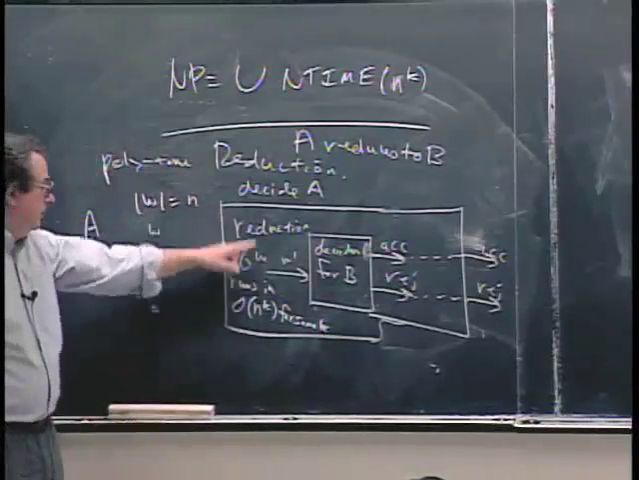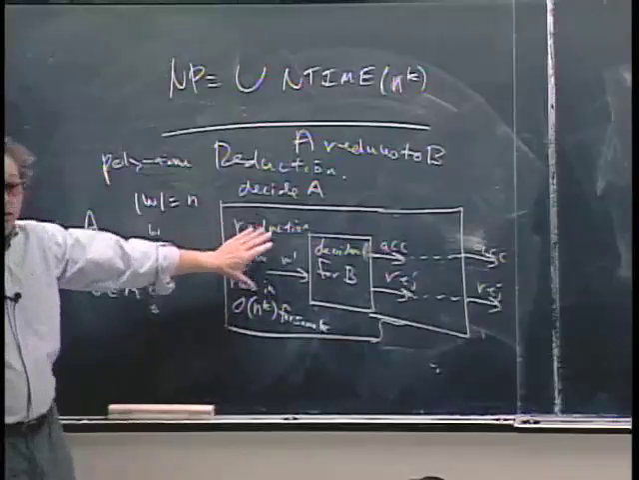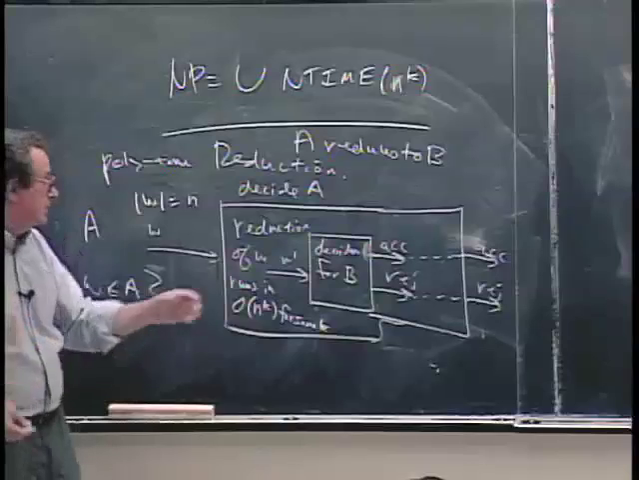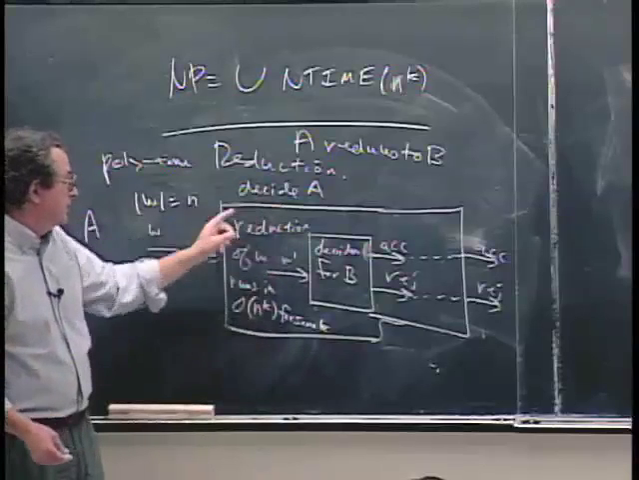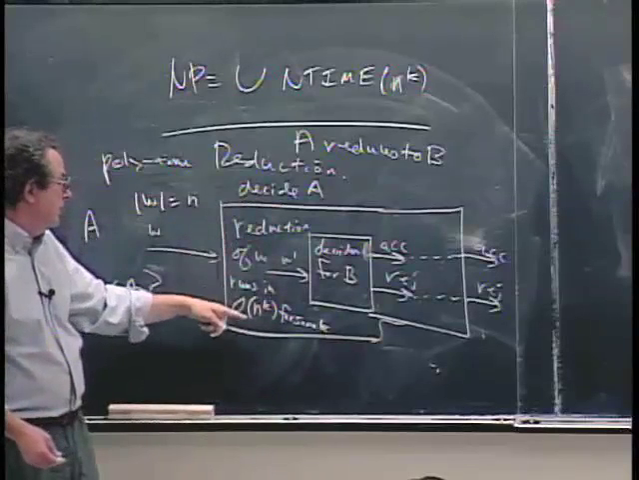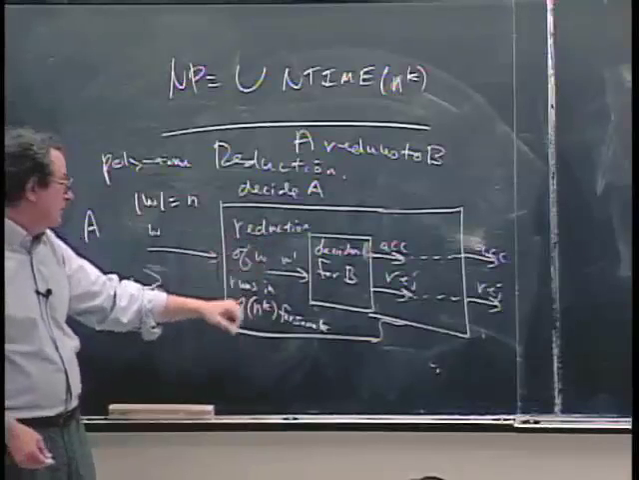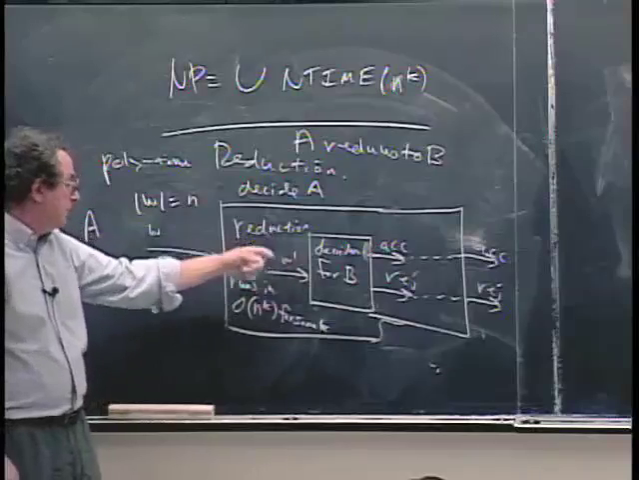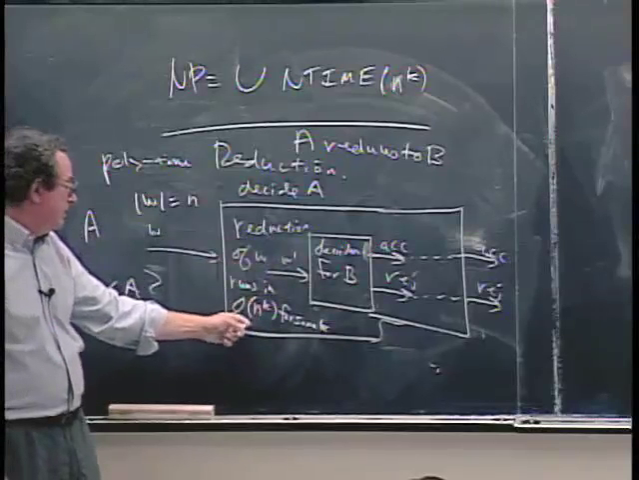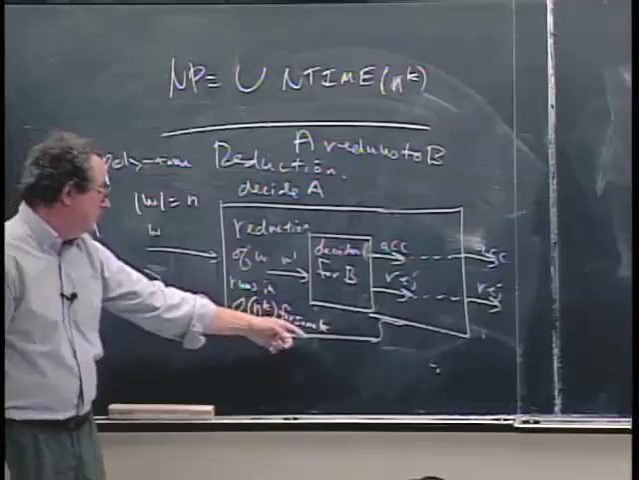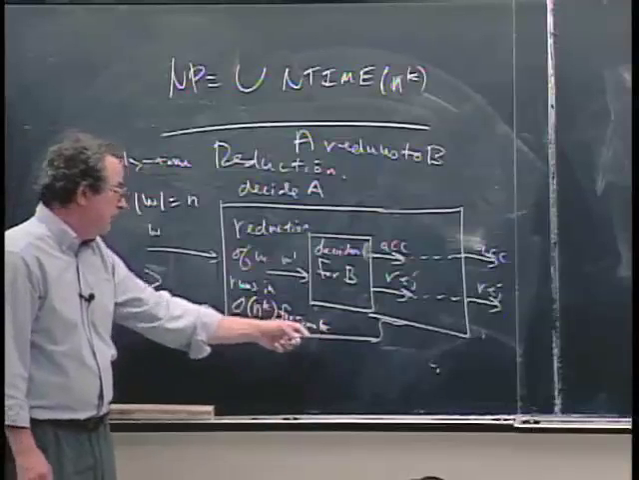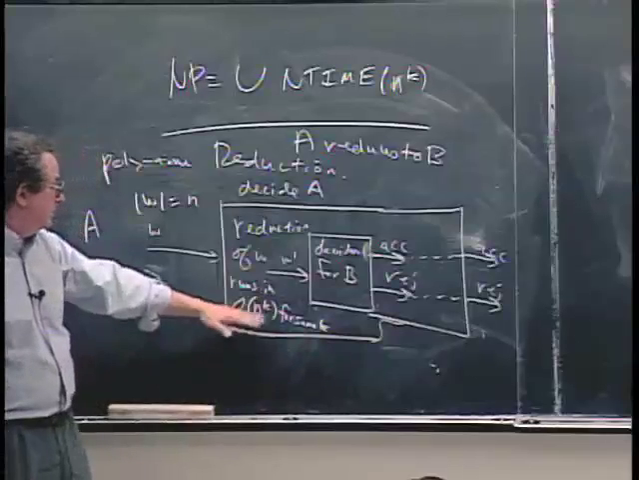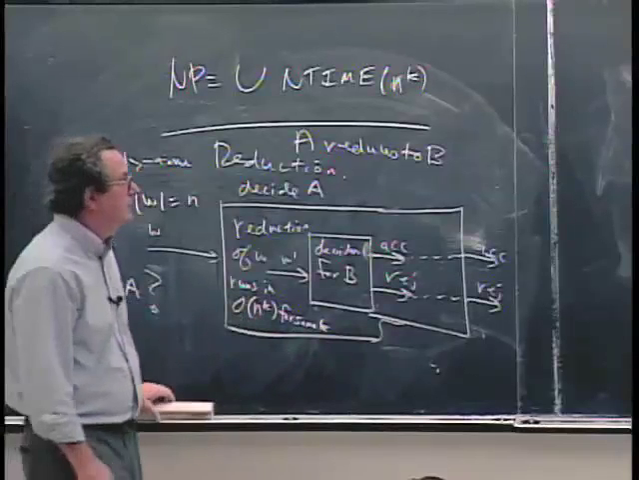So this is the amount of time that you can use to do this reduction. This is a Turing machine inside here. It's a deterministic Turing machine inside here, which is doing this reduction. It's taking W and creating a W prime. But the amount of time it can take to do that has got to be bounded by n to the k for some k. Okay? K is a fixed number, so this is a particular polynomial bound.